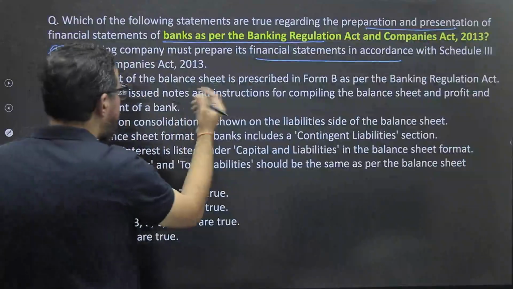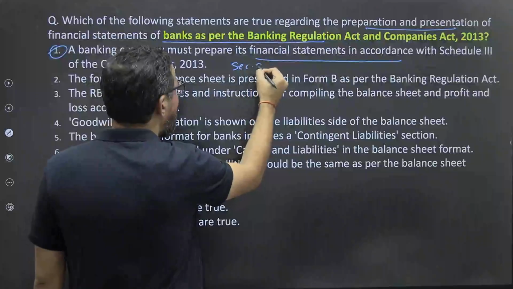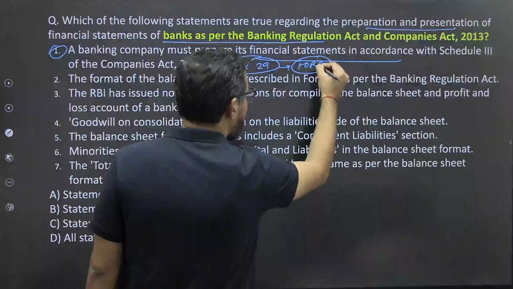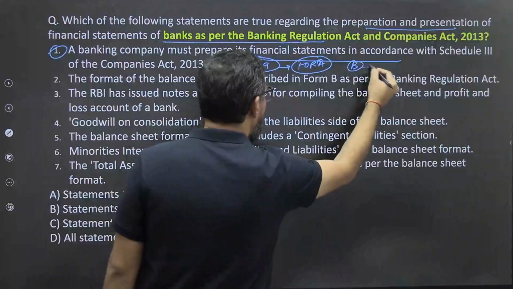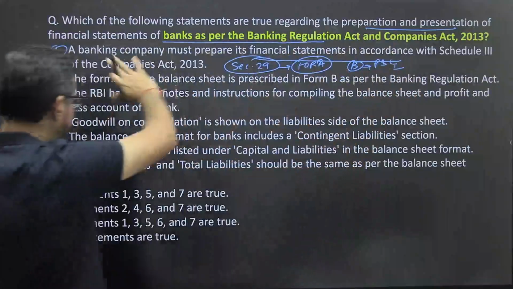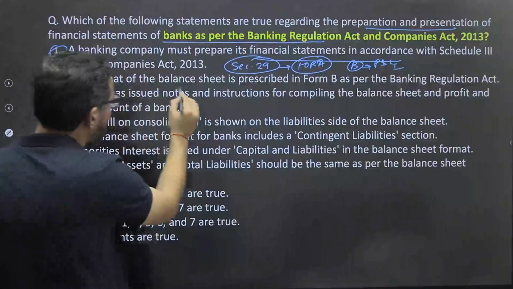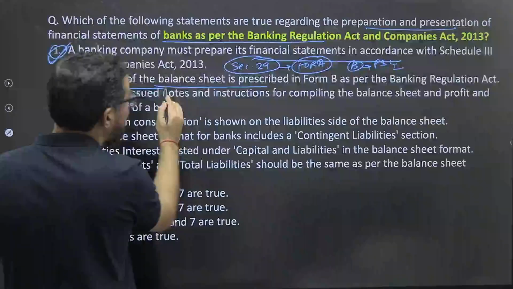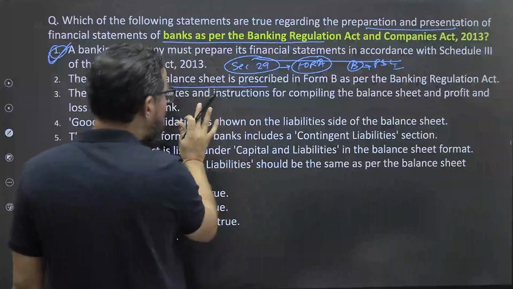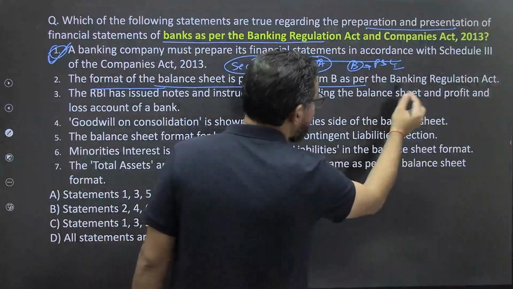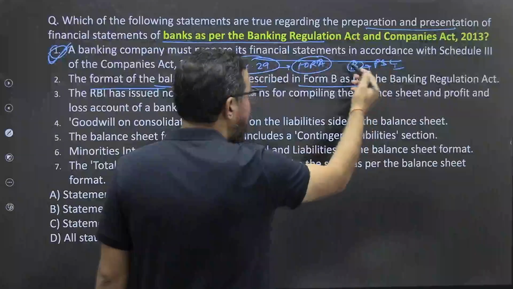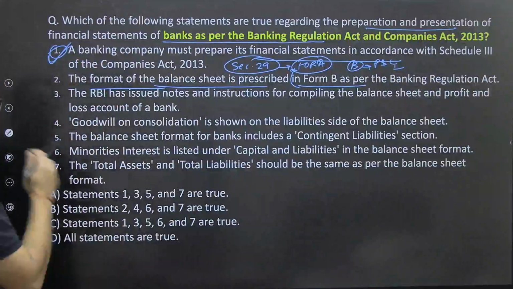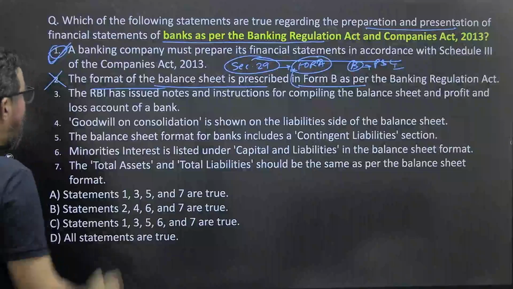As per section 29, banking companies need to prepare form A, proforma balance sheet, and form B, proforma profit and loss account. This is given in this case. Okay, we'll cross check. The format of the balance sheet is okay, so that means this statement is true. The format of balance sheet is prescribed in form B as part of the BR Act. No, it is not form B. When it comes to balance sheet, that generally comes under form A. Balance sheet format is given in form A. That makes this statement wrong and the other statement true.